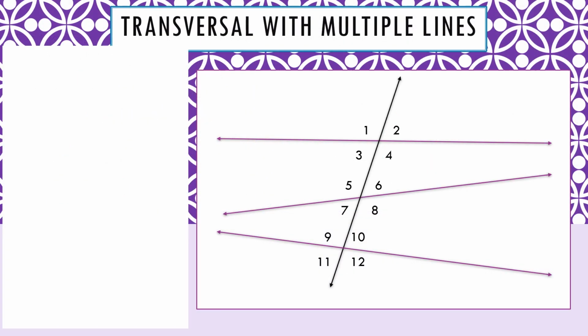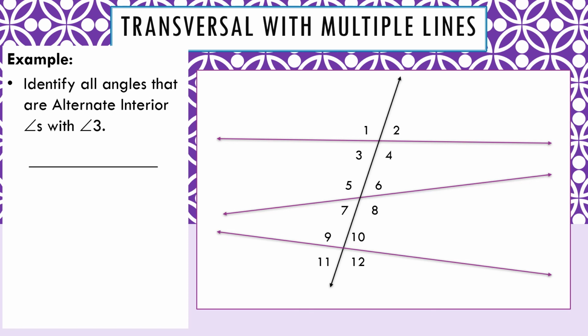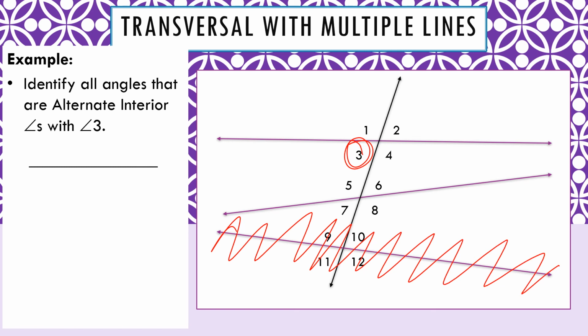So flip over to the back page, transversals with multiple lines. Basically, when we have multiple lines, we have to think of each set of lines separately. So if we are doing identify all angles that are alternate interiors with angle 3, let's scratch this bottom one off and not use that one for this first thing. So alternate interior with angle 3 for the first line would be angle 3 and angle 6. So angle 6 is one of the alternate interior angles with angle 3.